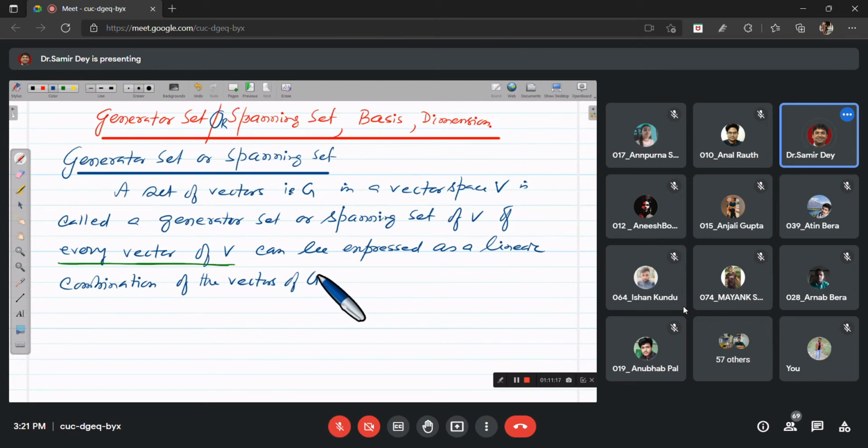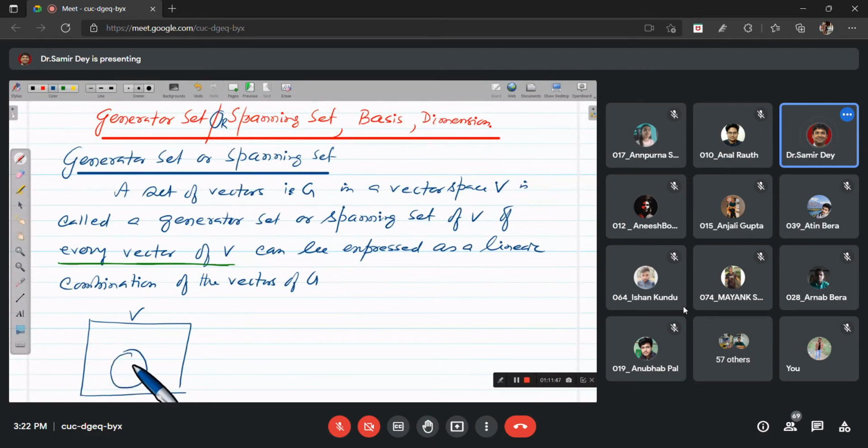I repeat once again. Listen carefully. Very interesting. If it is clear to you, then it becomes very easy. If it is not, then it's very tough for you. But if you ask me what type of topic you have right now, basically it's a very easy, very simple topic. Now listen carefully. This is vector space V. That is a big part.